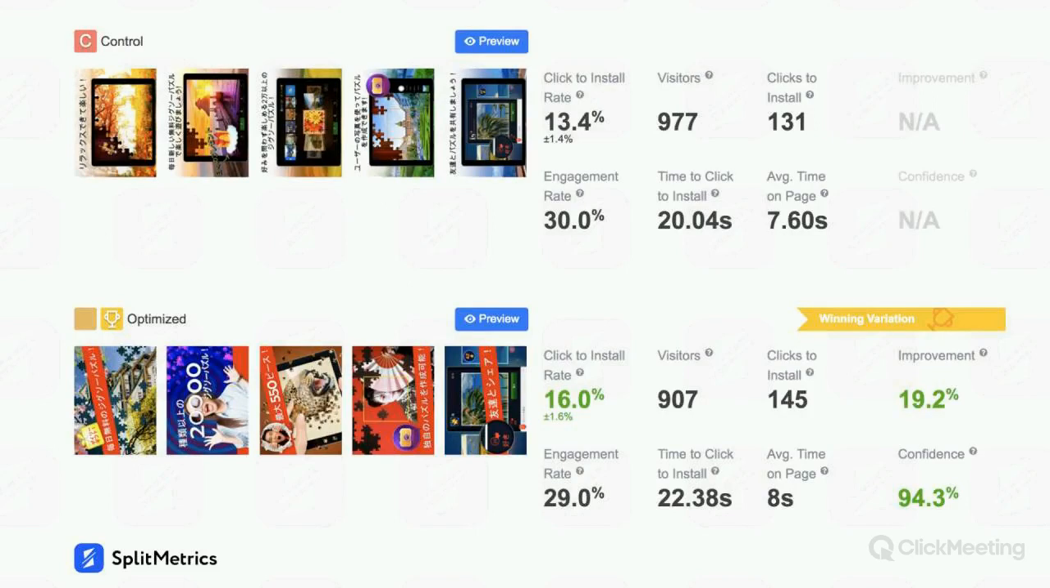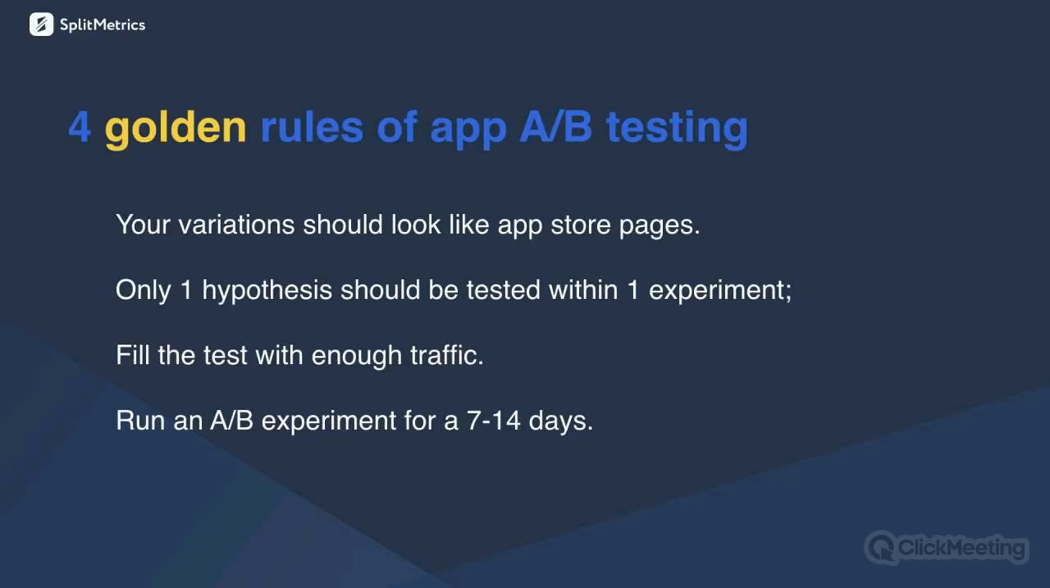So if you want to reap the maximum benefits from A/B testing your product page, mind the following four golden rules. Let's sum up. Your variations should look like App Store pages to ensure natural behavior of users. That is why you cannot just ask people whether they like an icon or not. You should put them in the App Store to make them decide. Only one hypothesis should be tested within one experiment.